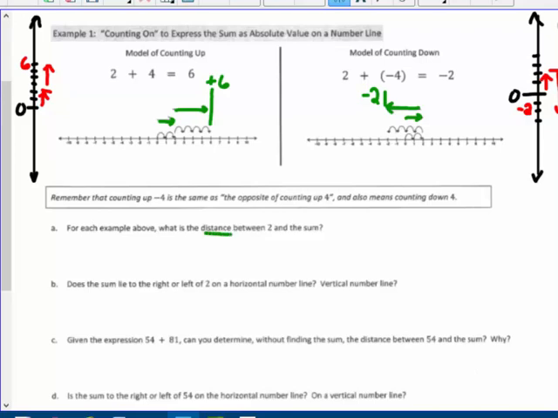For each example above, what is the distance between the 2 and the sum? Well, here's my 2, and here's my sum of 6, and this distance was 4. Here's 2. And here's my sum, which was negative 2, and this distance was also 4. Why? Because positive 4 and negative 4 have the same absolute value, which is distance, right? Positive 4 and negative 4 have the same absolute value, 4.